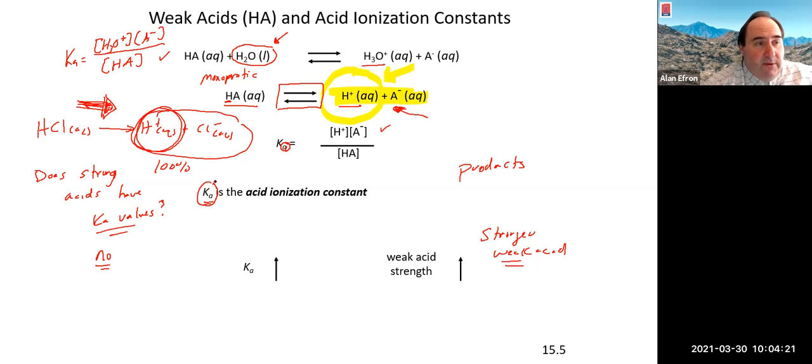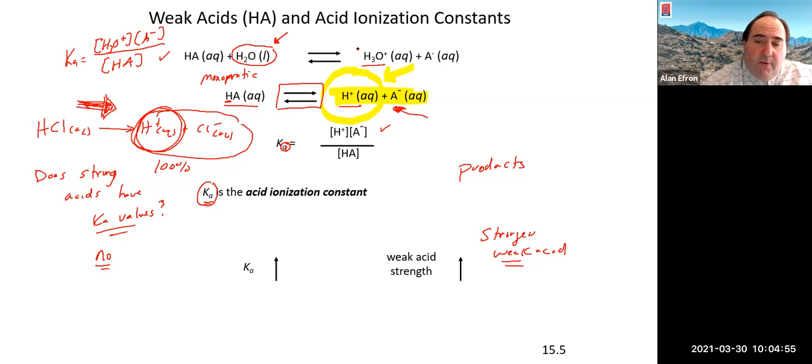Ka values are really only reserved for weak acids. So what does that mean? It means that if you see a Ka value associated with an acid, you should know it's a weak acid. And that's a good way to kind of figure those things out. So if you can find it on a Ka table, you'll know it's a weak acid because of that. Any questions on that there? So strong acids, no Ka values, because they do not set up an equilibrium. They 100% break apart into ions.